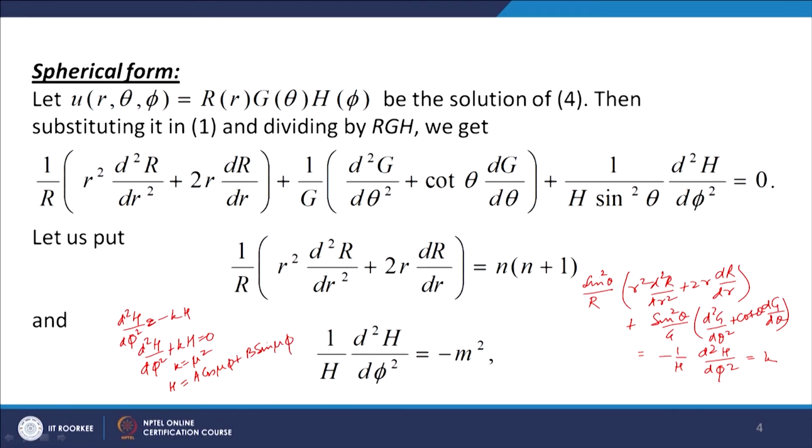Like what I have written here, 1 over H d squared H over d phi squared equal to minus m squared. So, you take k to be mu squared, then you get this solution, and for this solution what we need is that, because the potential is a single valued function, H of phi plus 2 pi should be equal to H of phi. Here I have written mu, but here it is m. So, this mu, or you can say m, must be an integer.